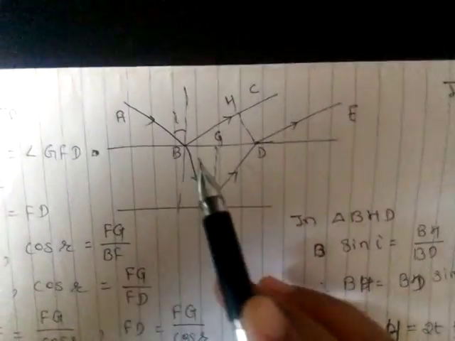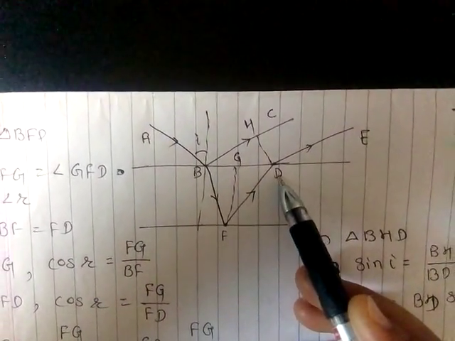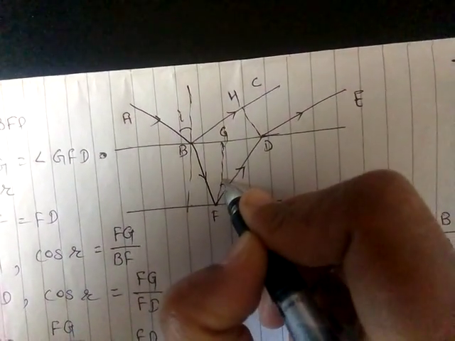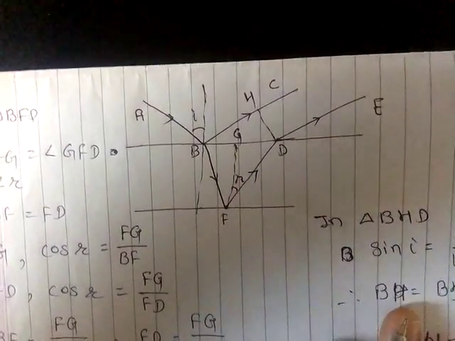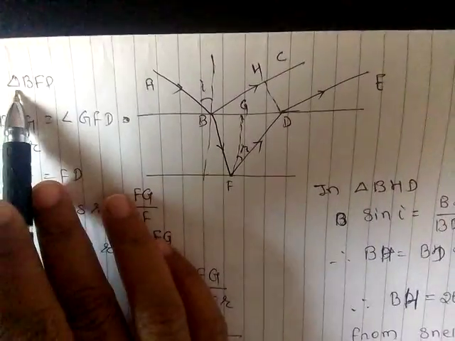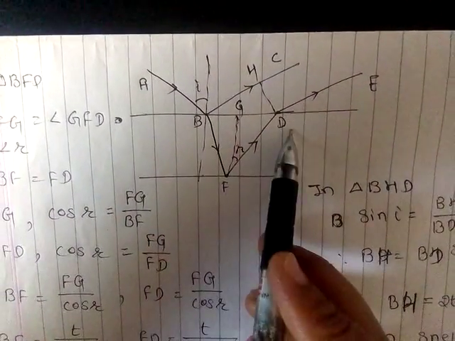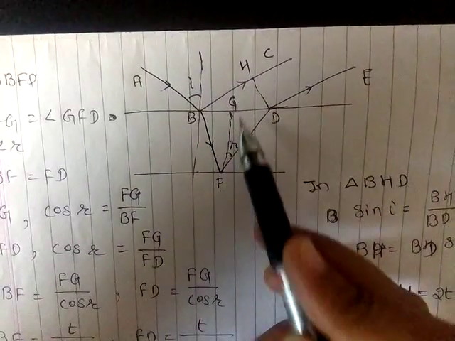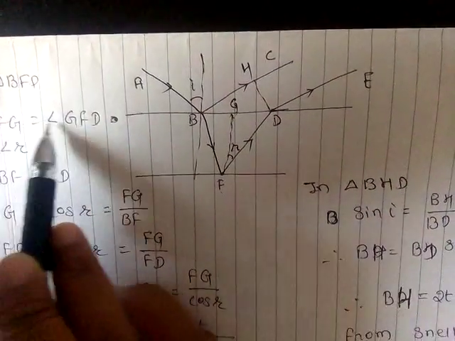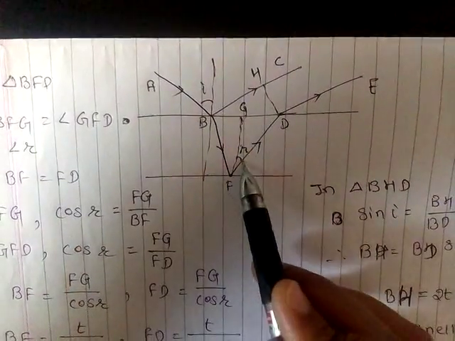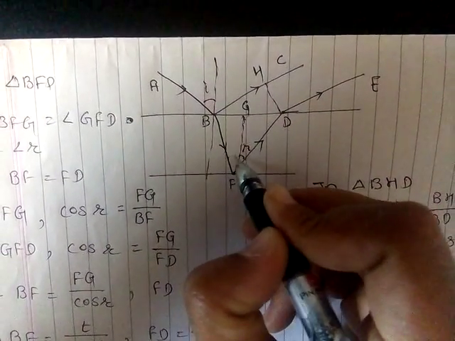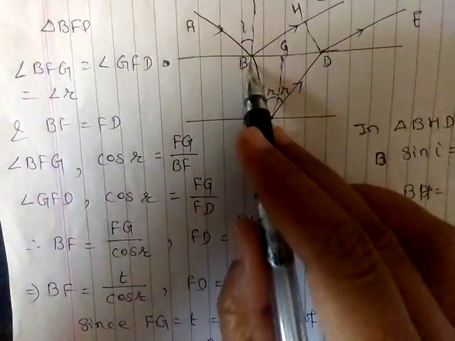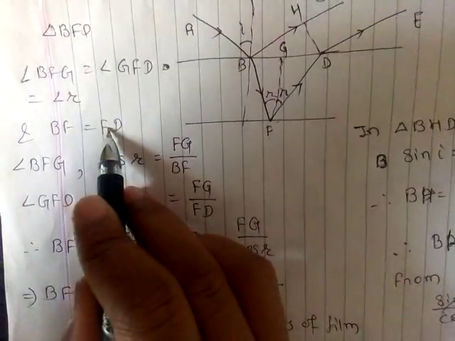Now, in triangle BFD, we draw a normal FG making an angle r. This angle is called the refracted angle. In triangle BFD, we consider the angle BFG and the angle GFD, which are each equal to the angle r, the refracted angle. This is r, and BF and FD are equal.